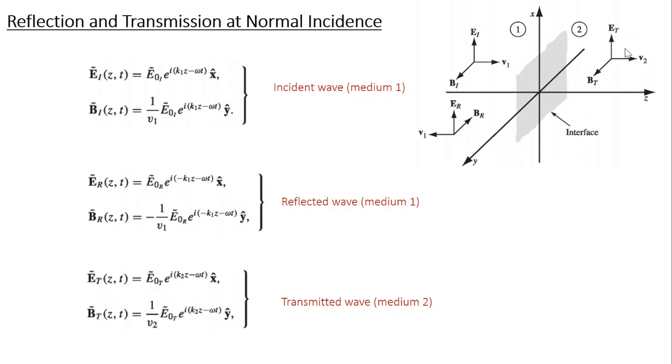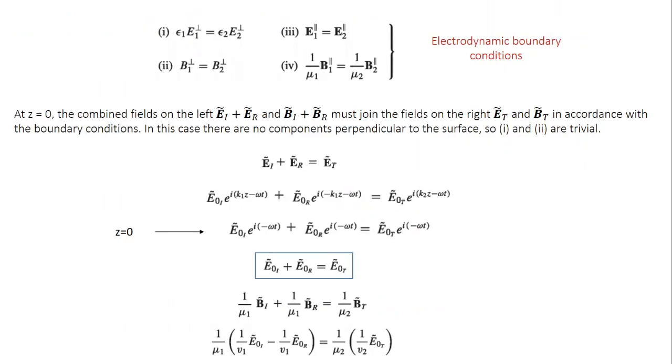What about the transmitted wave? From the diagram, you can make out that it is very similar to the incident wave, just that instead of medium 1, you have medium 2. So the equations are E_T complex equal to E naught T complex e to the power i(k2 z minus omega t) x cap, where k2 is the propagation vector in medium 2. And B_T complex equal to 1 over V2 E naught T e to the power i(k2 z minus omega t) y cap. So these are the incident, reflected and transmitted waves.